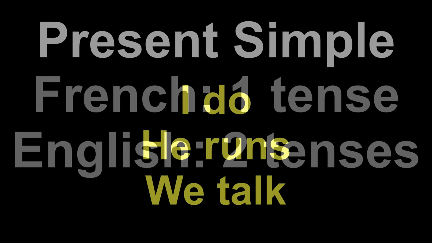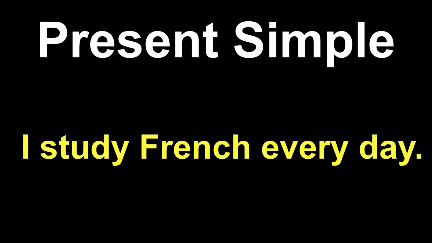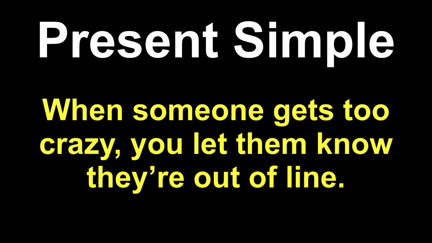We have what's called the present simple, a single verb. I do. He runs. We talk. We use this tense to talk about what we do on a regular basis, or about things that apply generally and not just to the immediate present moment. So, for example, I study French every day. Or, when someone gets too crazy, you let them know they're out of line.